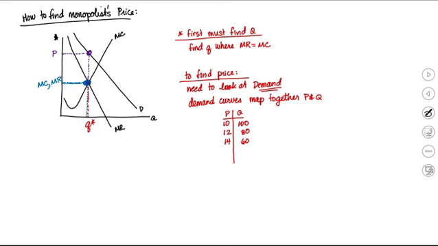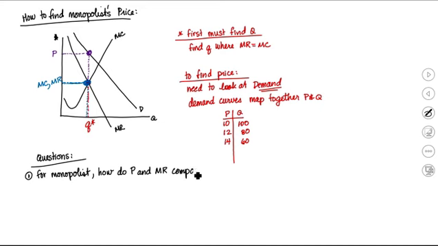So, 2 conclusions that we need to make here. I'm going to ask you 2 questions based on what we've just learned, and you need to be able to find Q and P and marginal cost and marginal revenue. So, based on this, question number 1 is for the monopolist: how do P and marginal revenue compare? For the monopolist, how do price and marginal revenue compare?